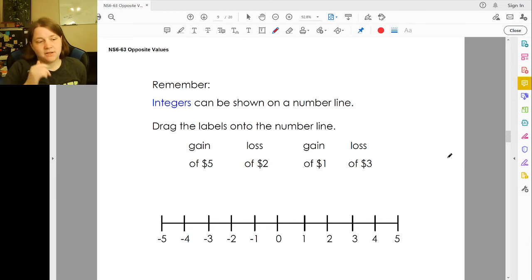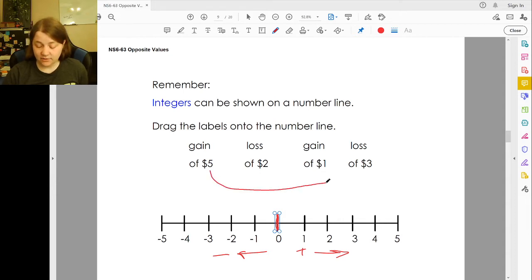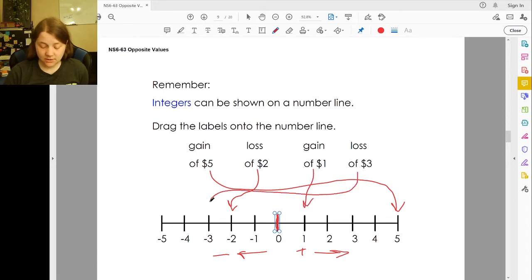Integers can also be on the number line. They want us to label these on the number line. So if this is 0, all of these on this side are positive. Everything on that side is negative. So if I gain $5, that's going to go right here. Losing $2 would go here because it's negative 2. Gaining $1, losing $3.